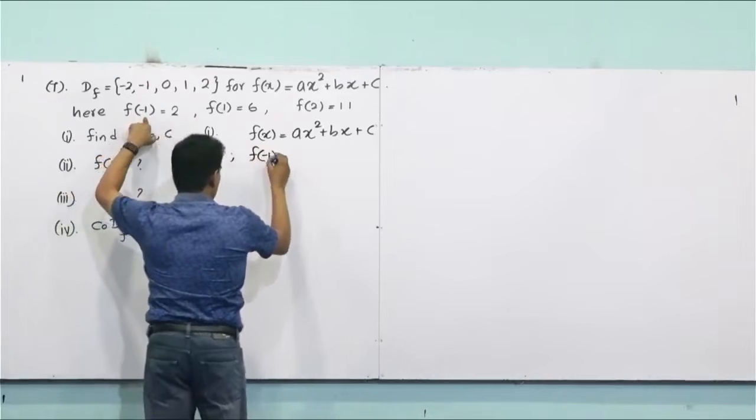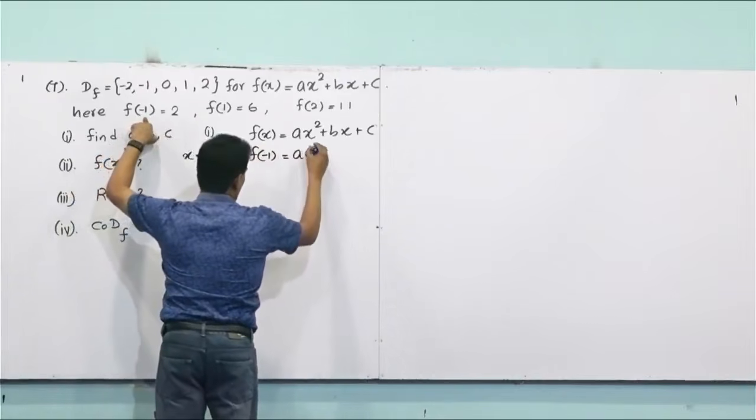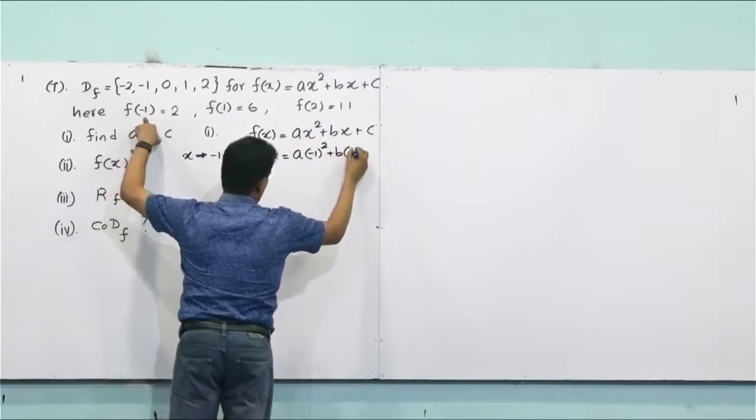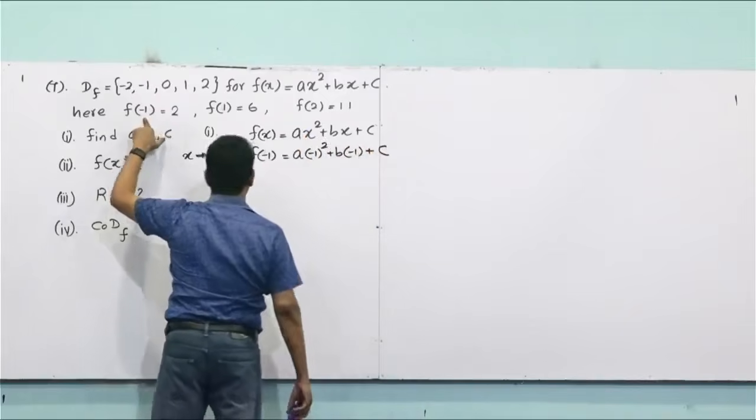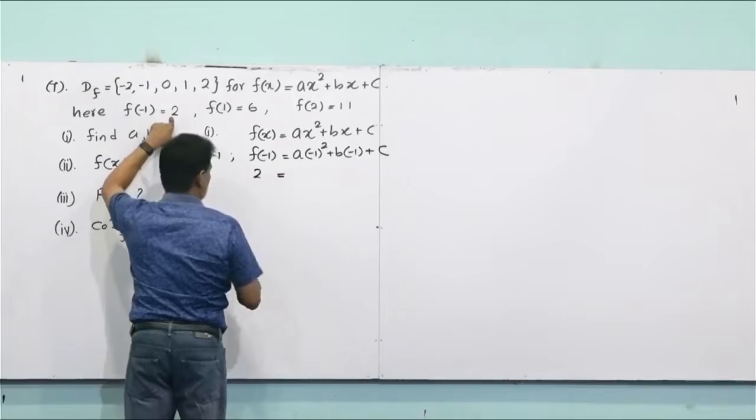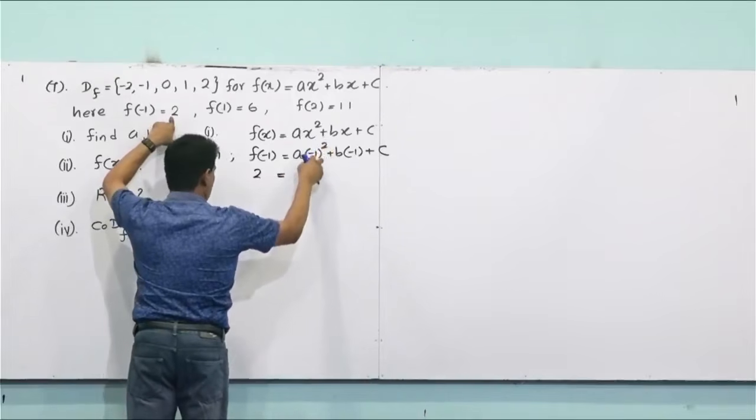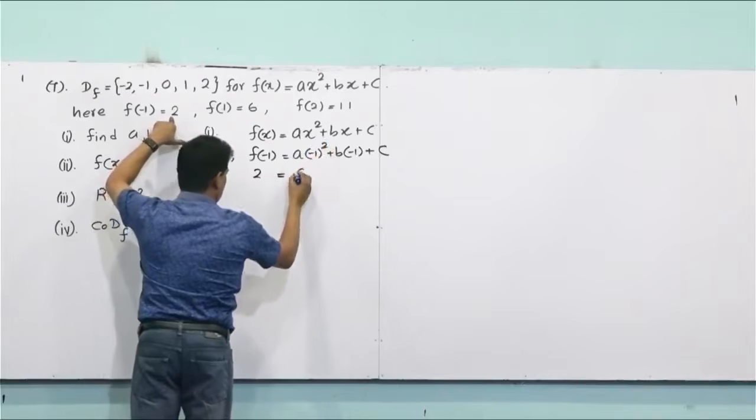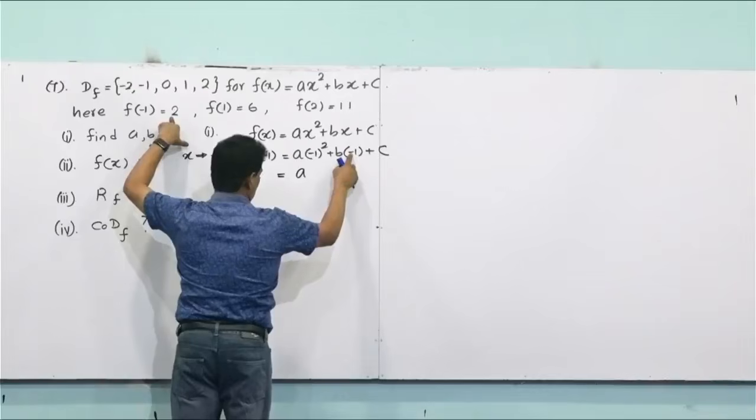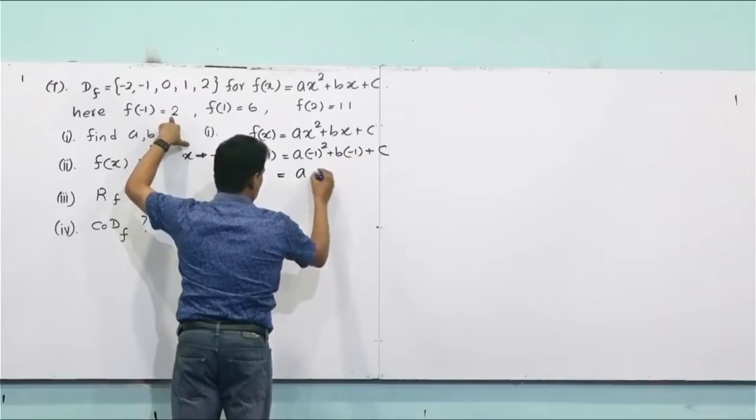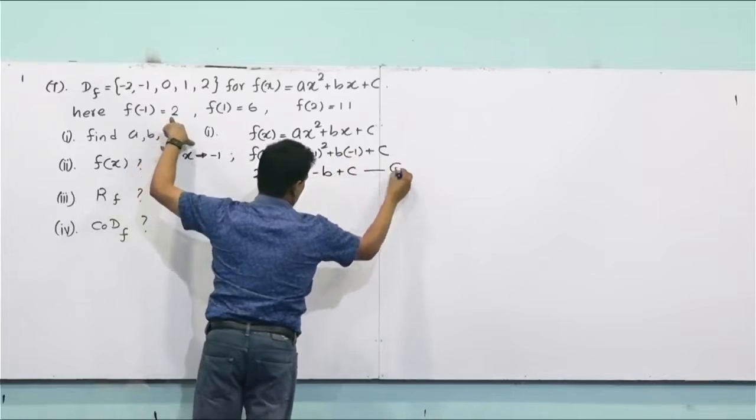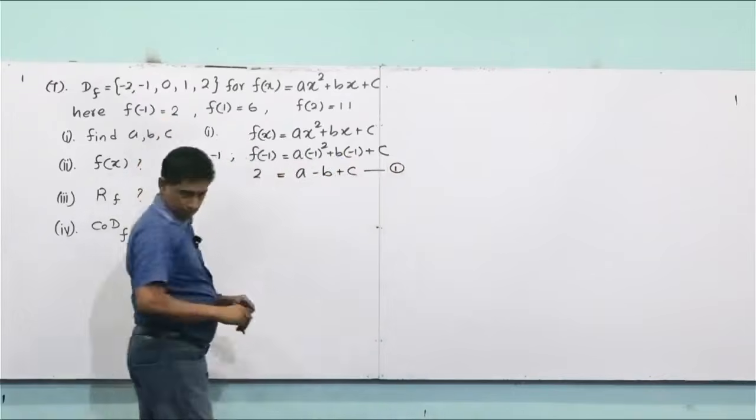Then here f(-1), A into we substitute minus 1. Then f(-1) means 2. 2 is equal to minus 1 squared, which means positive 1. Positive 1 into A means positive A. Here positive into negative, then the sign is minus B plus C. This is equation 1.